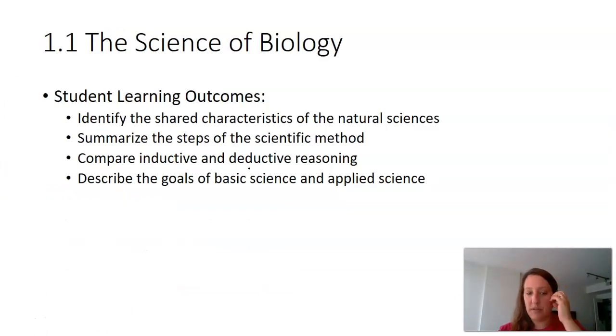Okay, so in this first part of the chapter, section 1.1, these are the learning outcomes that I'm hoping you take away from this. You should be able to identify the shared characteristics of the natural sciences, and we'll go over what those are. You should be able to summarize the steps of the scientific method. We'll be using that scientific method throughout lab this semester. You're going to want to be able to understand and compare and contrast inductive and deductive reasoning. These are types of reasoning that scientists use. And lastly, you want to be able to describe the goals of basic and applied science. Okay.